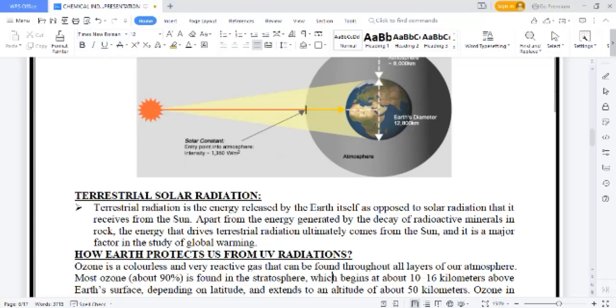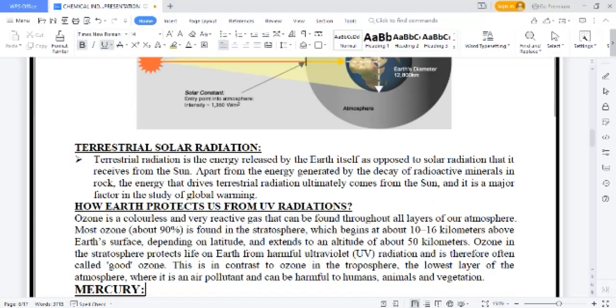Now, how does Earth protect us from ultraviolet radiations? Ozone is a colorless and very reactive gas which can be found throughout all layers of our atmosphere. Most ozone, about 90%, is found in the stratosphere, which begins at about 10 to 16 kilometers above Earth's surface, depending on latitude, and extends to an altitude of about 50 kilometers. Ozone in the stratosphere protects life on Earth from harmful ultraviolet radiation and is therefore often called good ozone.